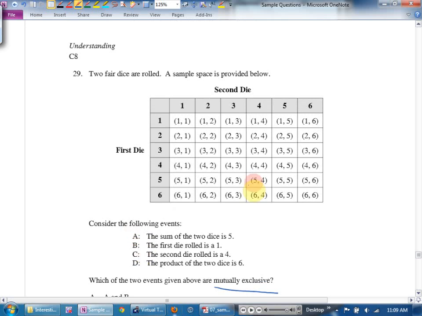Can the second die be a 4 and the product be a 6? Let's see. Product. What does product mean? Multiply. So if the second die is a 4, that's this row here, can any of those multiply to 6? And I didn't need to even look. I went, wait a minute. 4 doesn't go into 6 evenly. It can't possibly multiply to 6. So the answer here is C and D. Can't happen at the same time. There's your Venn diagram approach.